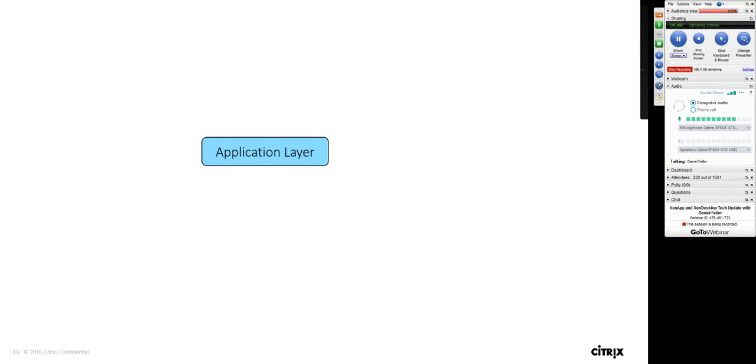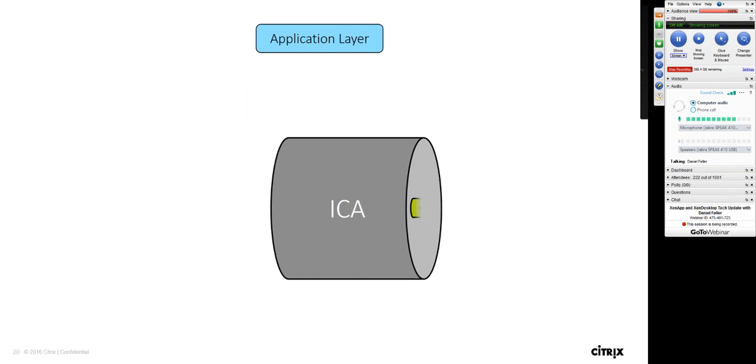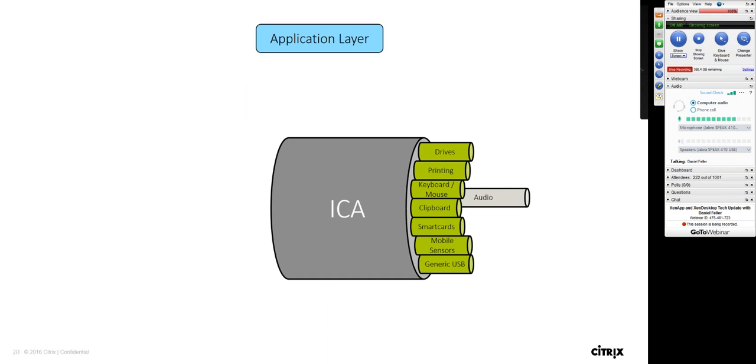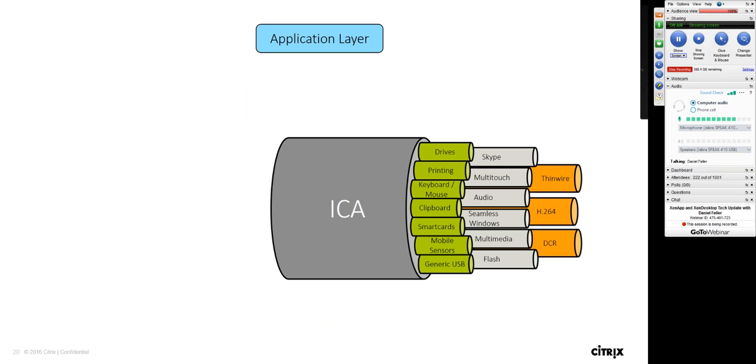So we look at the app layer. This is ICA, typically what we think of when we think of XenApp and XenDesktop. So we have our ICA protocol. You've seen this before. You have all the different virtual channels in there for smart cards, clipboards, seamless windows, multimedia, and so on.